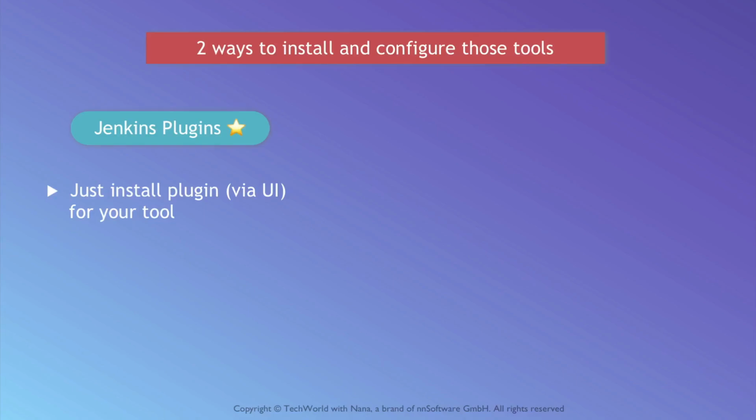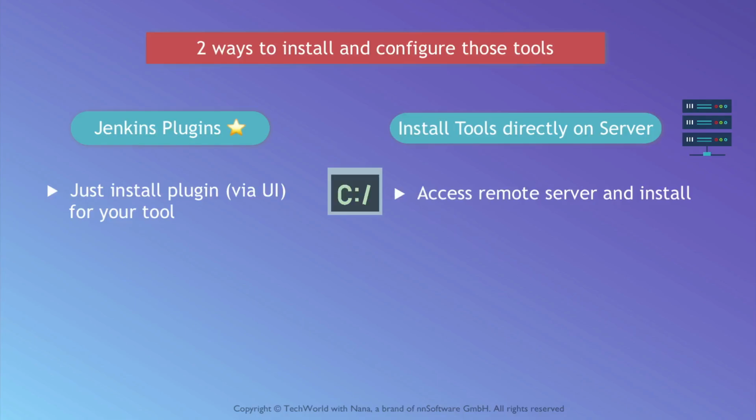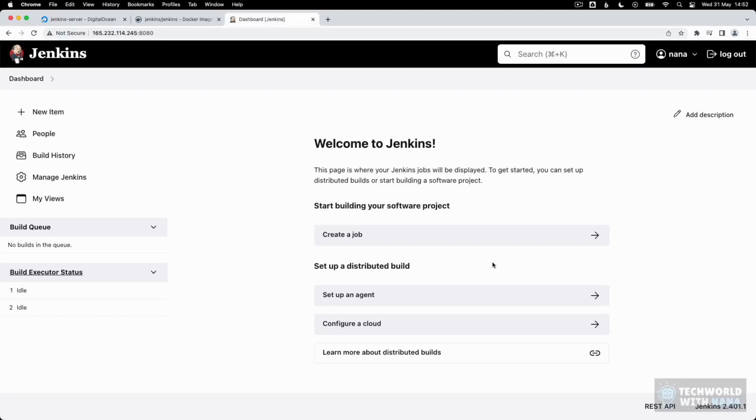The second one is to install those tools directly on the server. So from the command line, enter the server where Jenkins is running. In this case, it's not going to be the droplet that is running Jenkins container, but the container itself. So inside the container, install those tools so that we can execute commands of those tools in the Jenkins jobs. And we're going to see both of them. First of all, let's configure a plugin for Maven.